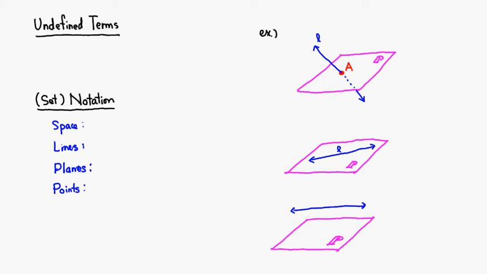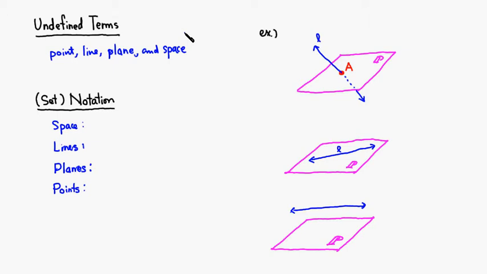All right, let's look at the undefined terms for this class. The undefined terms for this class would be points, and the line, also plane, and space. All right, so those are the undefined terms.